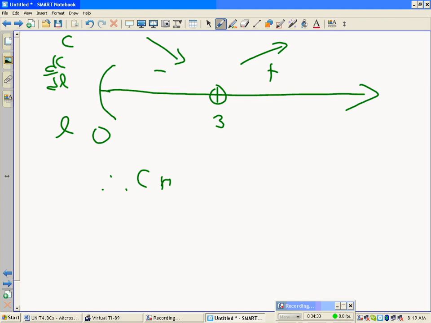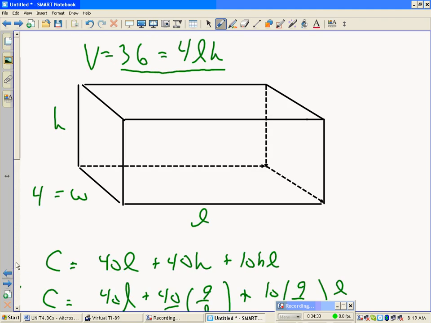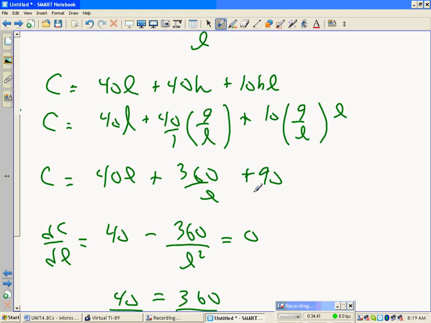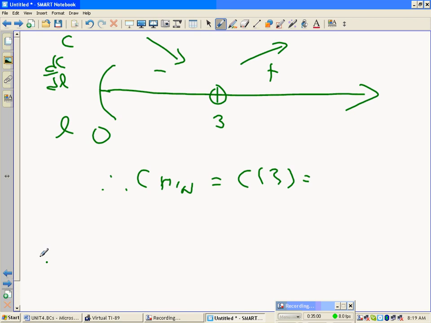Therefore, C min equals C of 3, which equals what? What is C of 3? C is a function of L, this one. So plug in 3 for L, what do you get? 120, and 3 here, 120. So 120 plus 120 is 240, plus 90 is 330. It's 330 bucks, and the 3 is in meters.